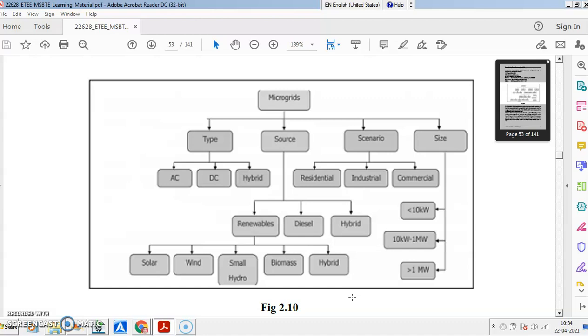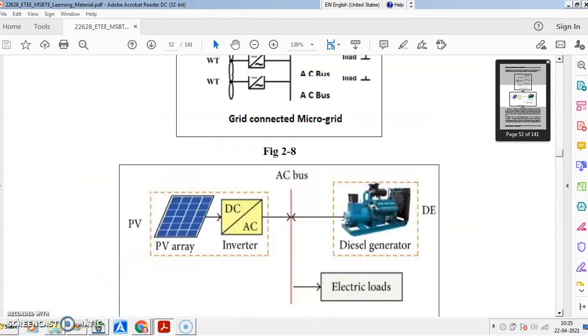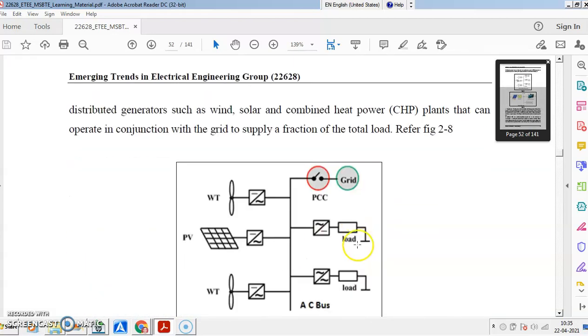Hybrid resources means you can have a combination of solar and wind. That is hybrid. Okay. You may have a combination of solar and wind combined to generate power. Have you understood? Yes or no? Okay. Don't say okay. Here is the example. This is a hybrid: wind, solar. It is combined and feeding. This is hybrid. Okay.